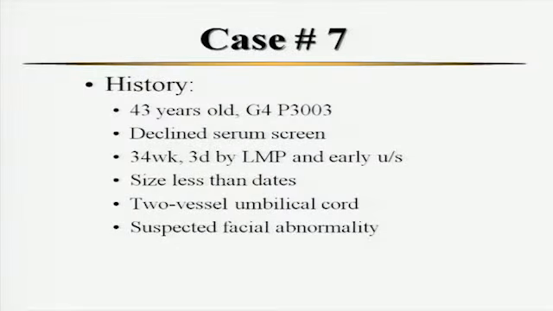So case number 7. So 43 years old, so she's AMA, gravida 4, para 3003, declined serum screening. She's 34 weeks, 3 days by LMP and early ultrasound. She comes in for size less than dates, 2-vessel cord, and a suspected facial abnormality. So this is the first time we're seeing her is at 34 weeks, 3 days.